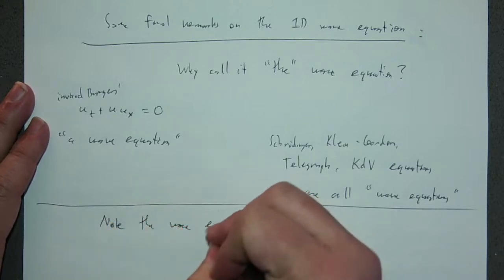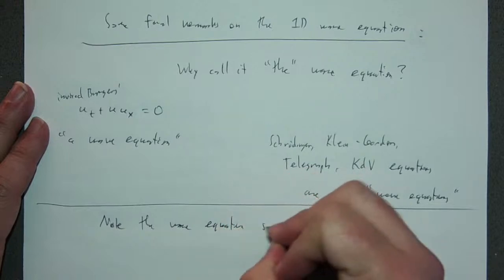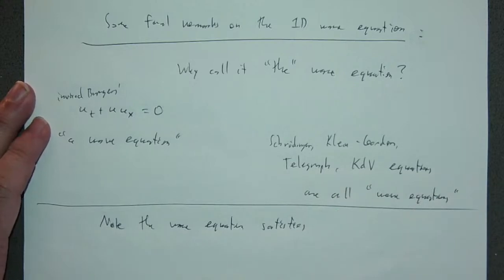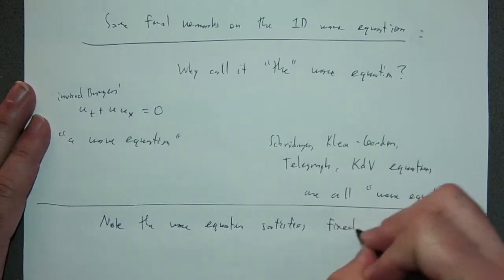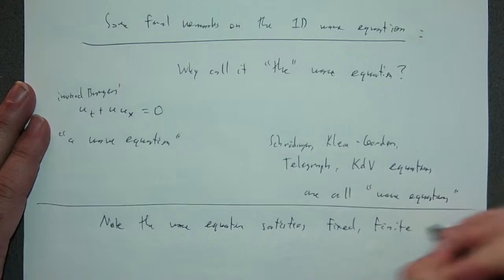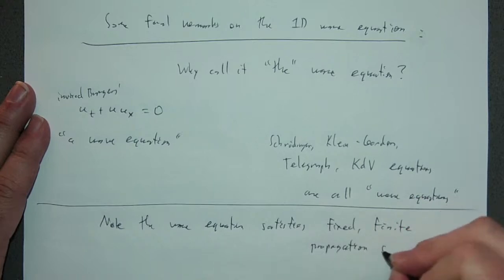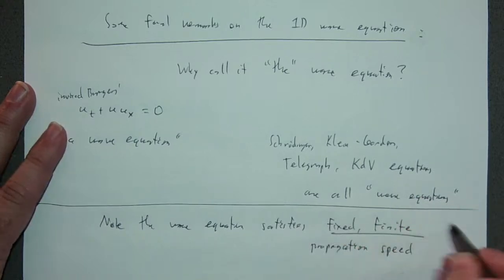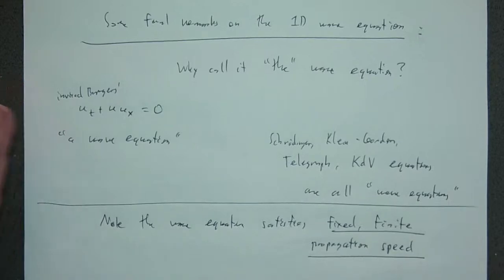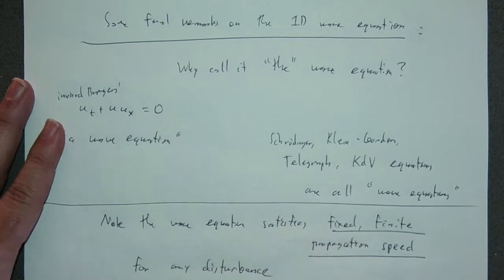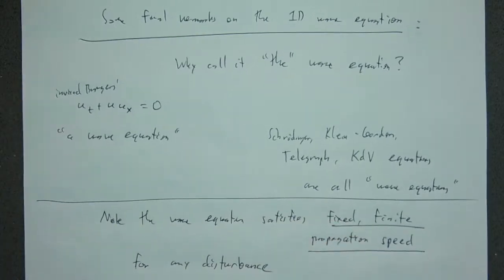Okay. So anyway, that's more or less all I wanted to say, apart from, like I said, note the wave equation satisfies, what should we call it? Fixed finite propagation speed, for say any disturbance, any signal.